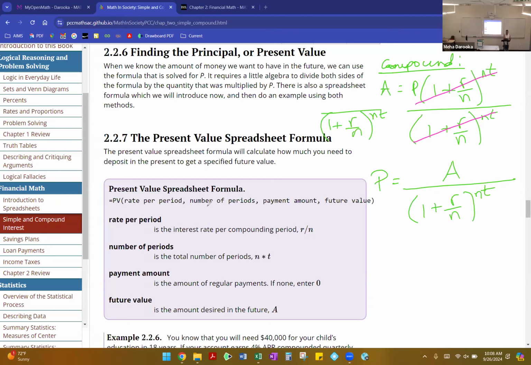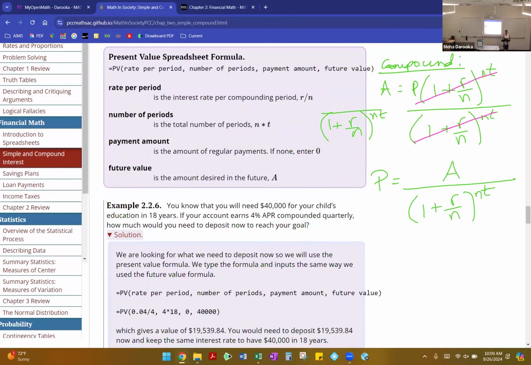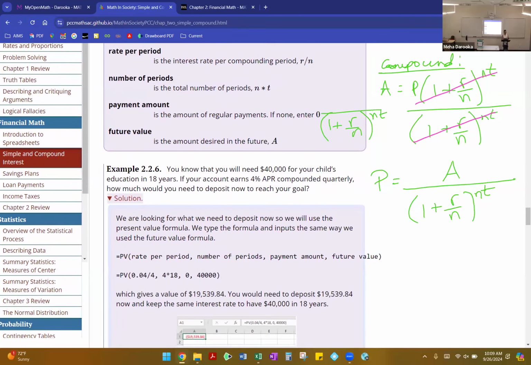All right, so let's take a look at an account here. I'm going to try and leave this formula up for now so we can follow along. So let's look at this 226 example. You know that you will need $40,000 for your child's education in 18 years. The amount seems small to me, but maybe it is doable, I'm not sure. So we're basically saying we need $40,000 in 18 years. The account will earn 4% APR compounded quarterly.